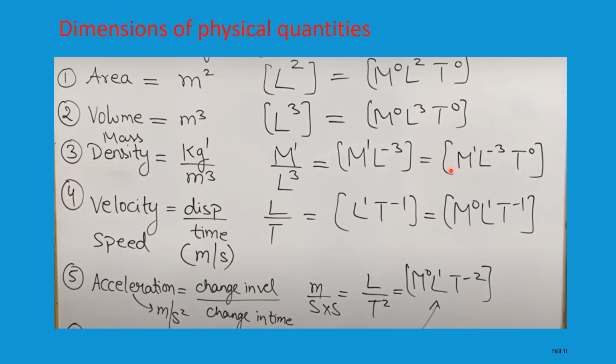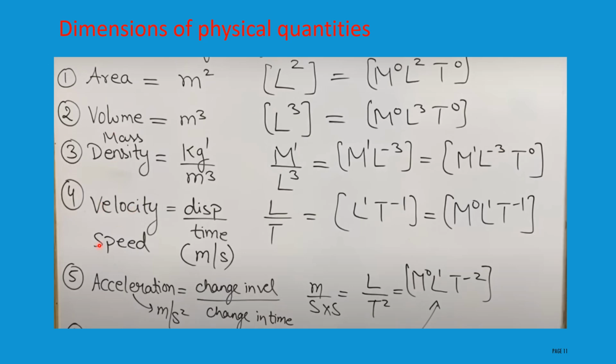Then here M to the power of 1, L to the power of minus 3, then T to the power of 0. It will give the respective dimensions. The dimension of density in mass is 1. Dimension of density in length is minus 3. Dimension of density in time is 0. Normally, when we are representing the dimensions, we will consider only the power of the respective symbols.